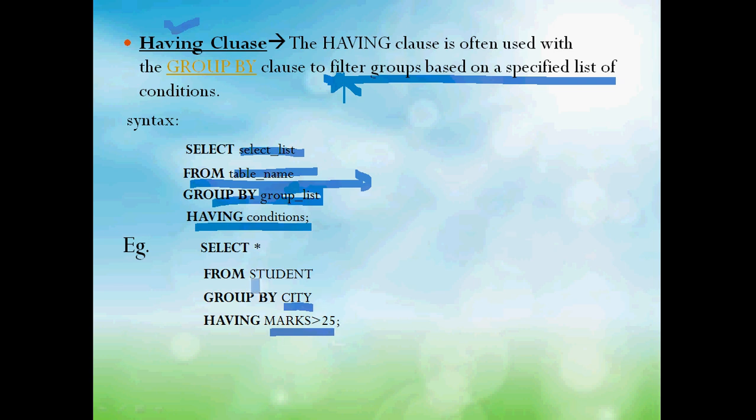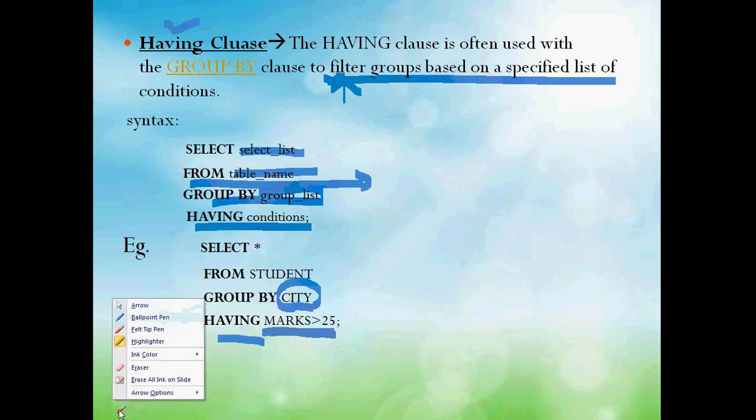You need the student data grouped by their city, but you need the data of the students who scored marks greater than 25. Less than 25 we are not considering, or equal to 25 we are not considering. So this is an additional filtering we are applying here. Okay.